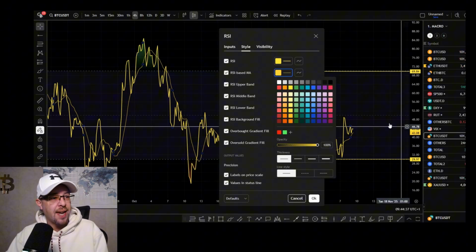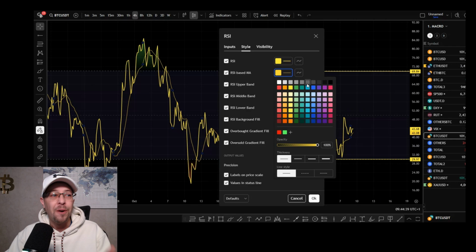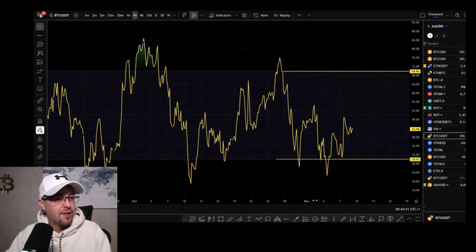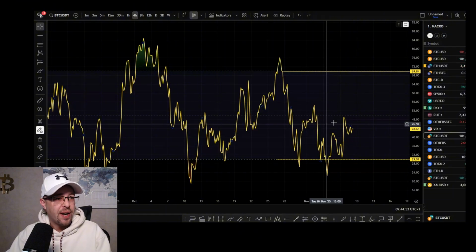So the one thing I do is take that out because the one thing that I'm looking for is divergences or something on the RSI that's telling us that momentum is changing on the chart. So if we get rid of that, that leaves us with this. So this is what the RSI looks like.